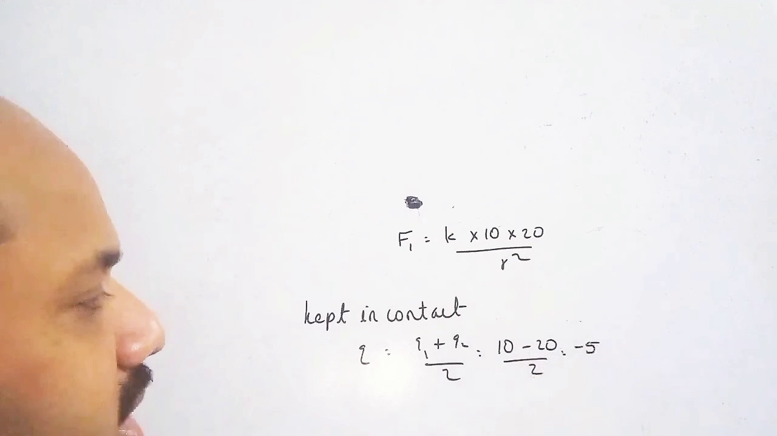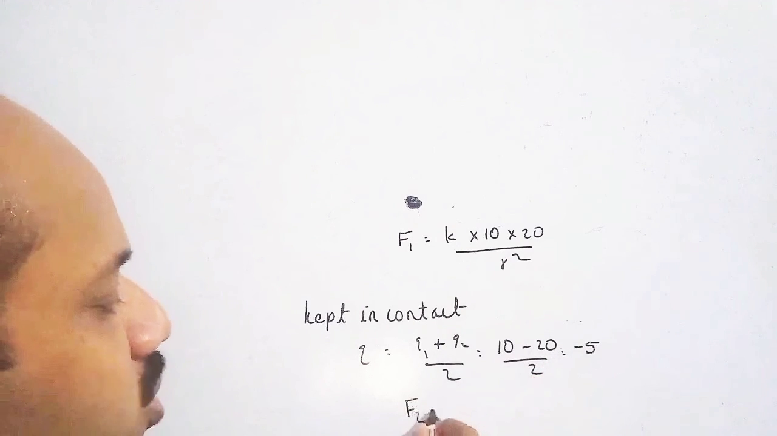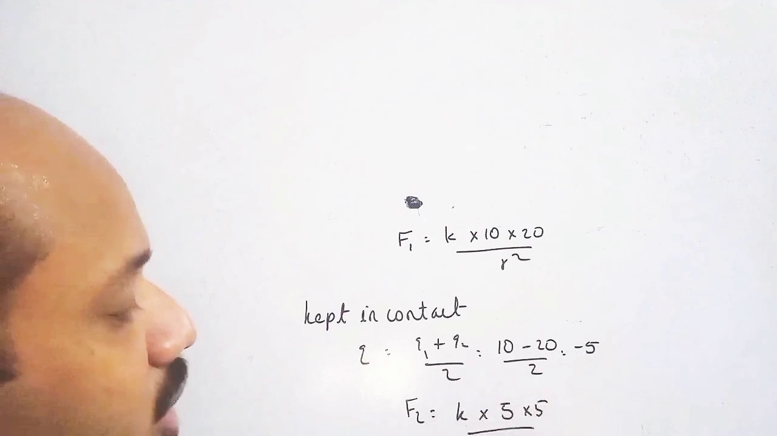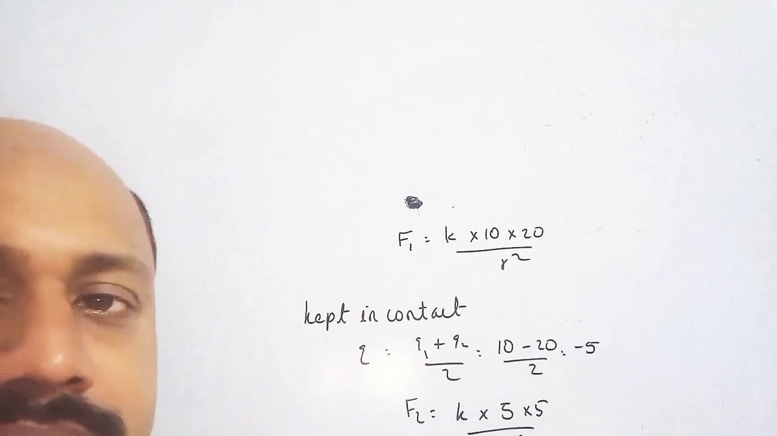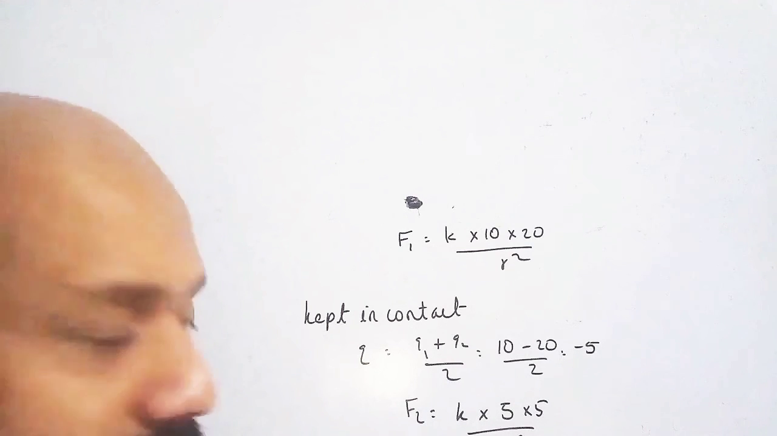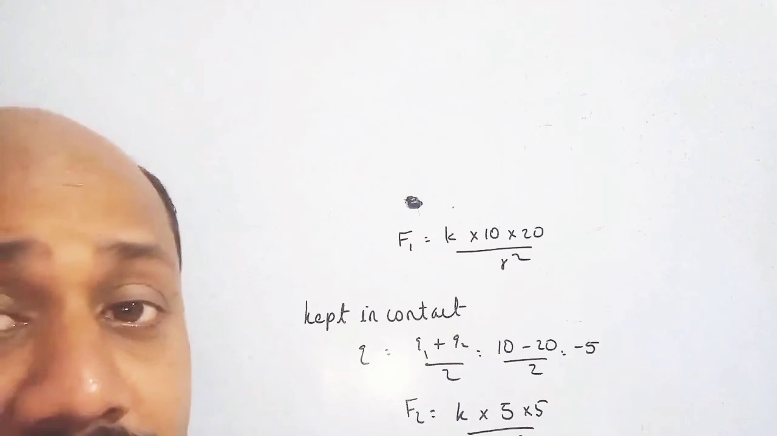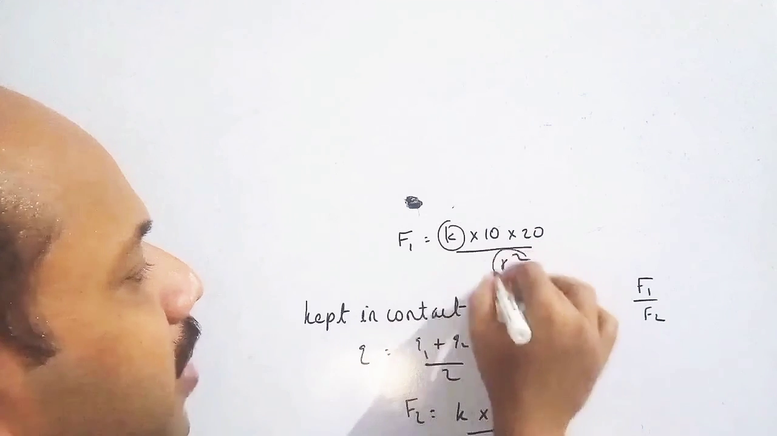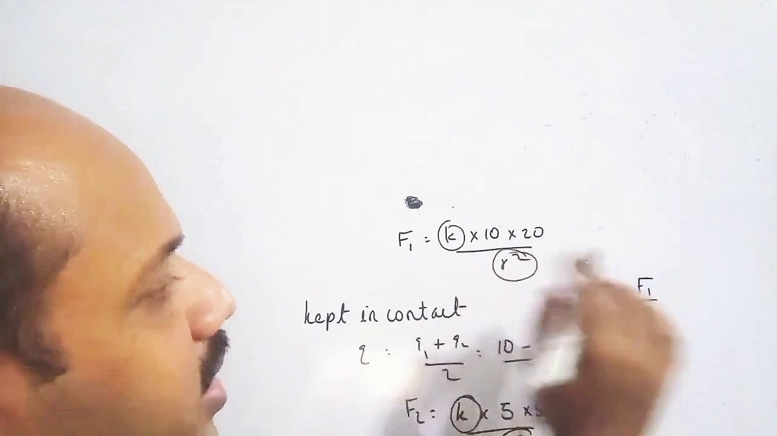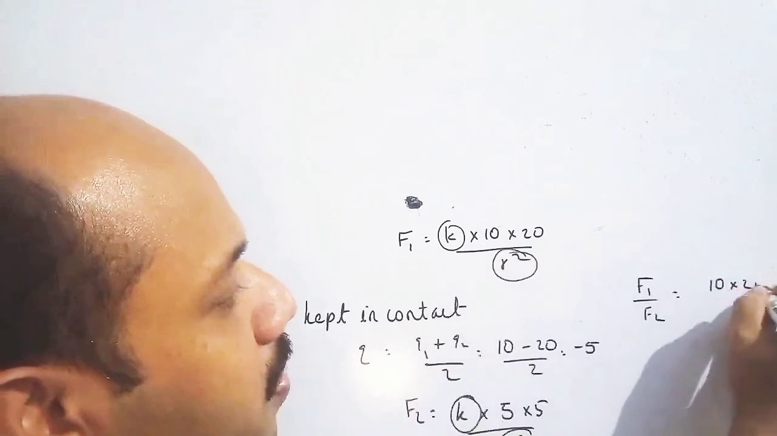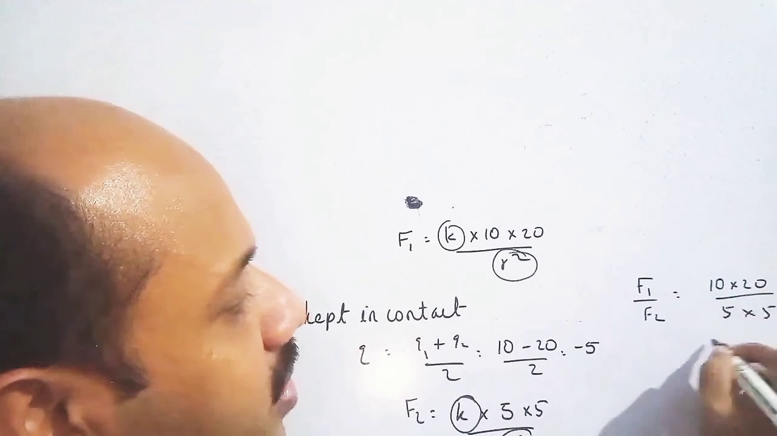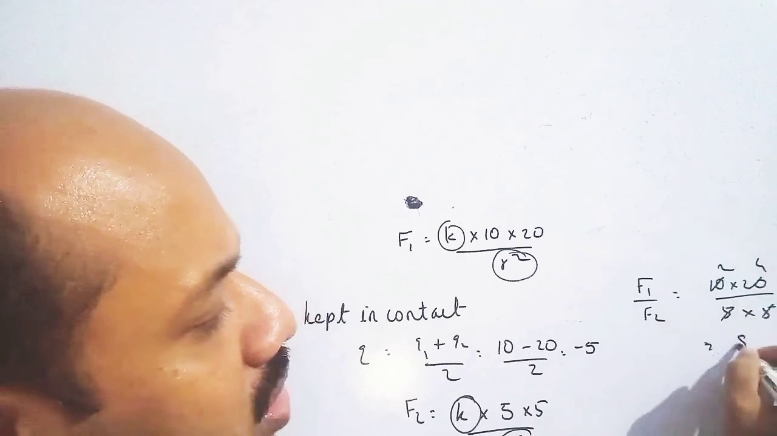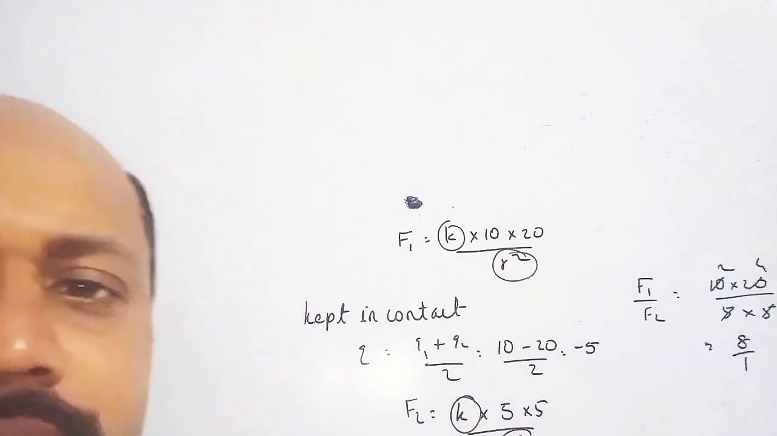Now the new force F2 is equal to K, each one having a charge of 5, so 5 into 5 divided by r squared, since they are separated to the same distance r. Now what is the ratio between F1 and F2? F1 by F2 is equal to, in both of them K by r squared is constant, then 10 into 20 divided by 5 into 5. This is 2, this is 4. That is 8:1.